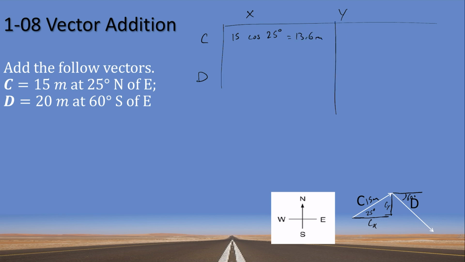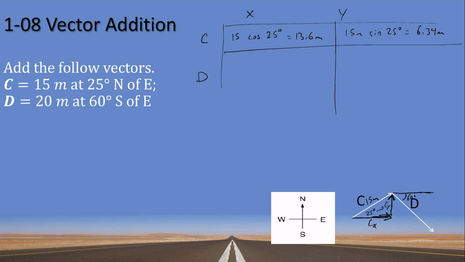For the y, it's the opposite. So I could just say 15 meters times sine, using sine because it's the opposite, which gets me 6.34. Now let's check for positives and negatives. Well, I'm going to the right and I'm going up. Those are both positive.